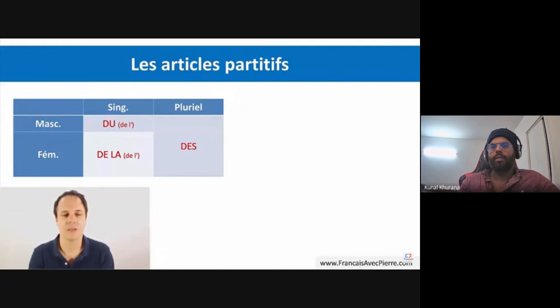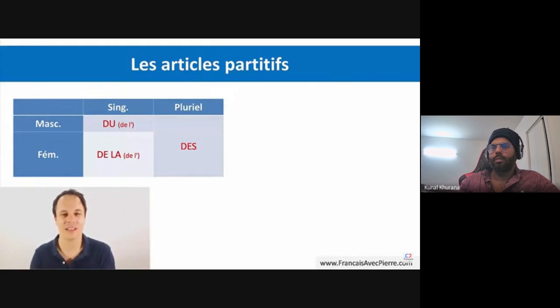Alors leur forme, le masculin singulier c'est du. Donc attention, je te rappelle que la voyelle U en français, tu dois la faire en mettant les lèvres rondes, comme si tu faisais un O par exemple. Et en même temps, tu essaies de faire le son I, d'accord? Donc ça fait du, ok? Bon, et j'ai mis entre parenthèses de l'. On verra pourquoi après, ok?